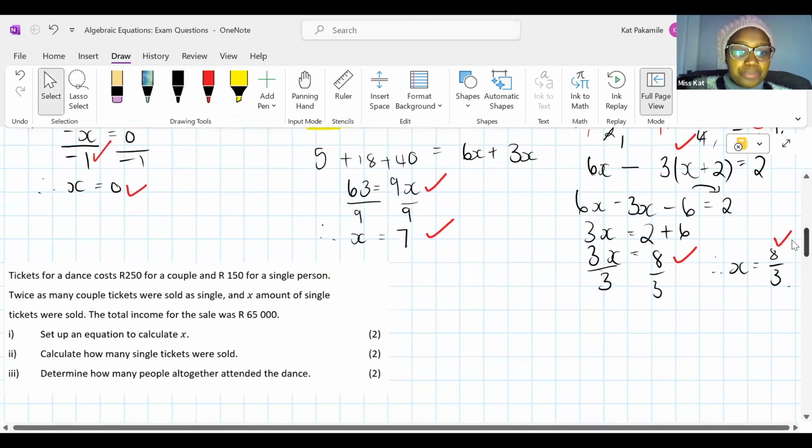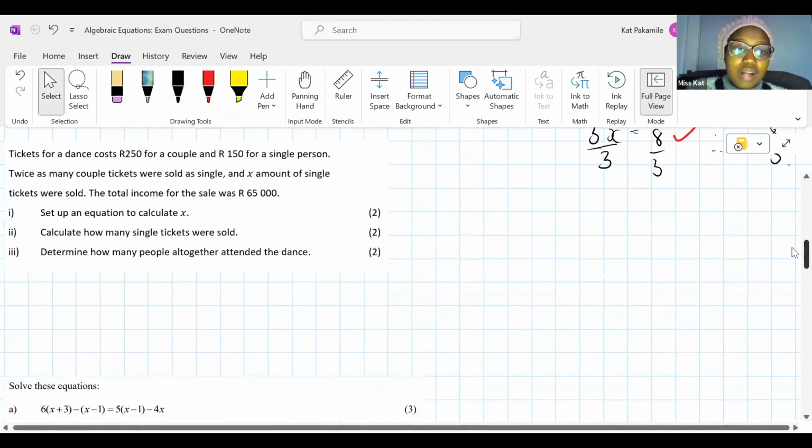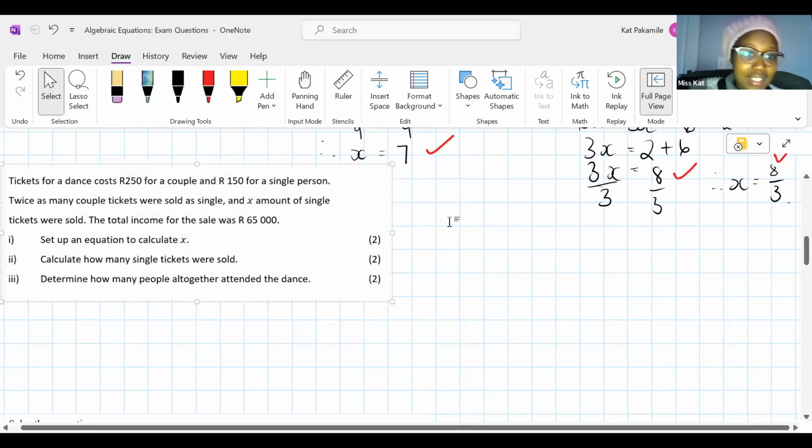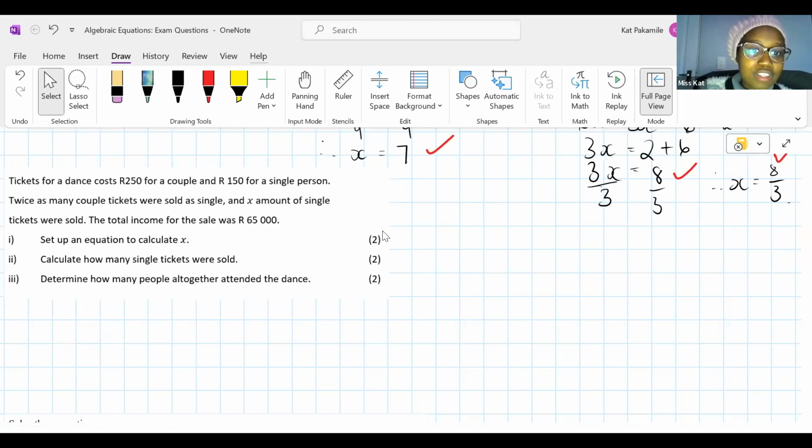Okay. Now, this is the algebra, guys, but this is generally the last question, okay? This is what we call problem solving. Okay, so now let's talk. Tickets for a dance cost $250 for a couple and $150 for a single person.